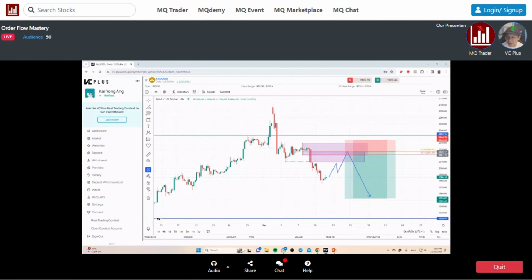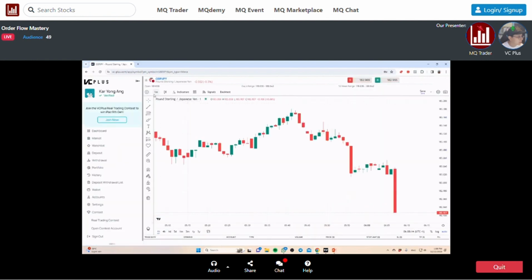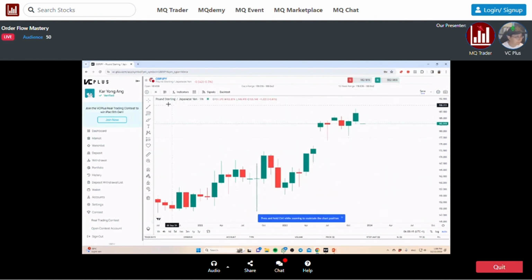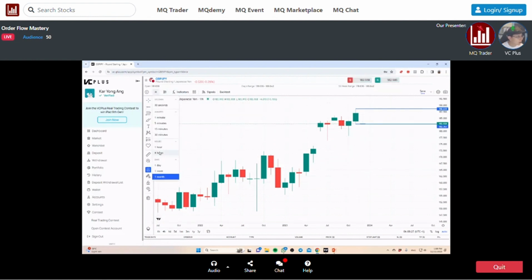Okay, now some of the yen pairs are also giving us an opportunity. Okay, pound yen over here. Okay, so mostly on the swing side of things, right? So if you go to the monthly, okay, what do we have? Previous month high, previous month low. Go to the 4-hour chart.